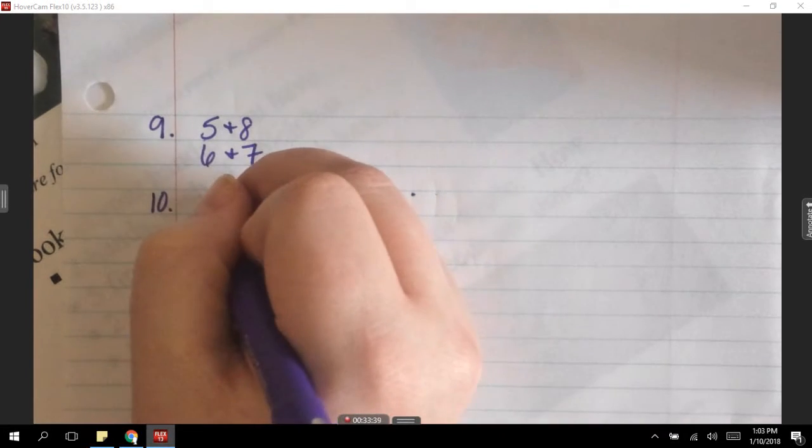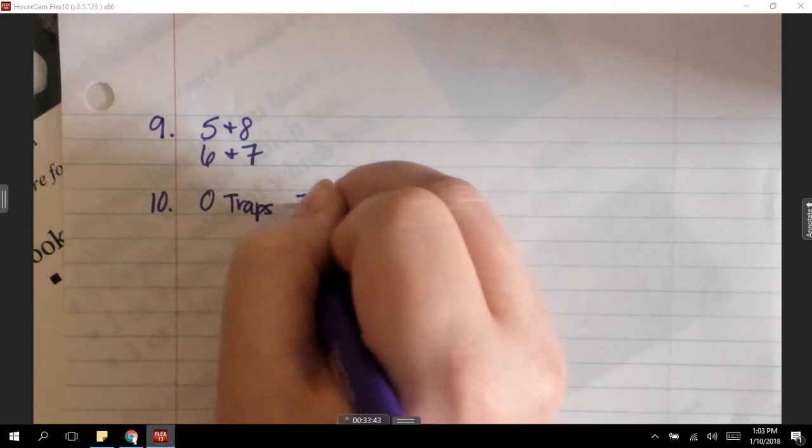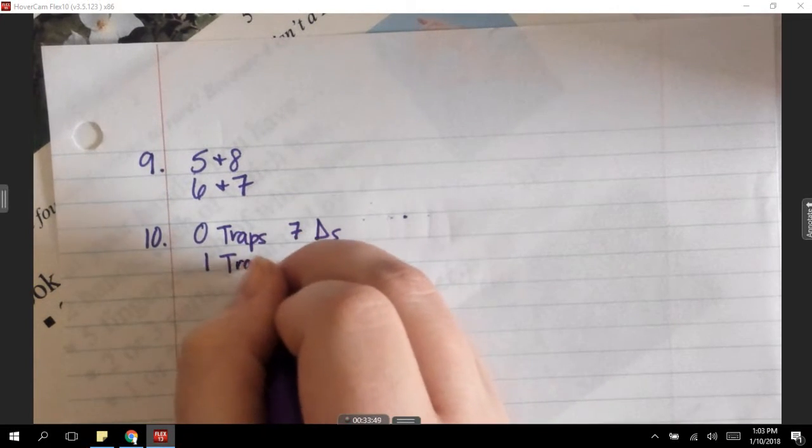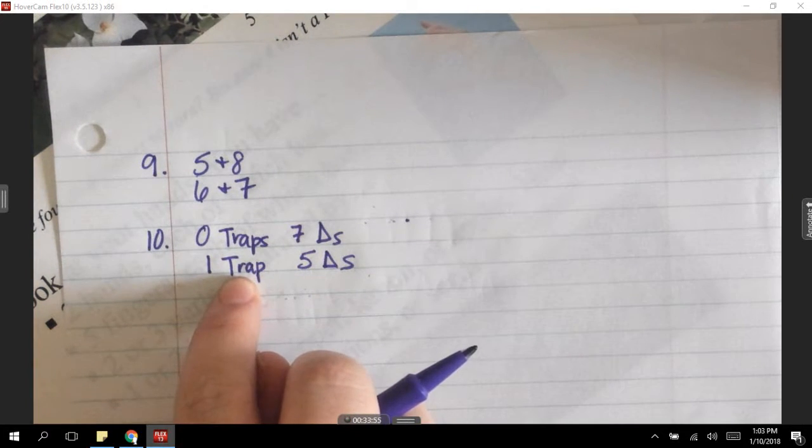To me, I answered 10 the same way I answered 11, which may be redundant, but it's what I did. So you can have 0 traps and 7 triangles. You can have 1 trap, but if you have 1 trap, you're going to have 5 triangles, because they have to add up to 7, and a trapezoid takes up 2 houses. So that's 5 plus 2, which is how I'm getting 7.